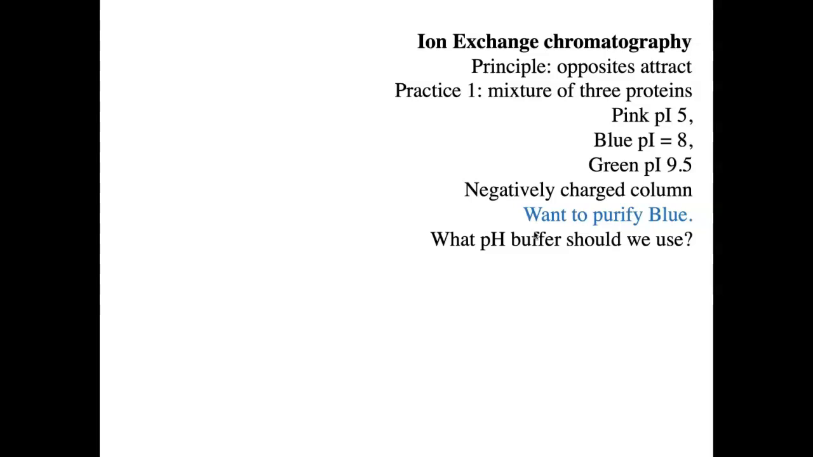If you have a mixture of three proteins, pI 5, pI 8, and pI 9.5, you have a negatively charged column, and you want to purify the blue protein, which has a pI of 8. What pH buffer should you use for that? This is where I want you to pause the recording and try to answer it before you move forward.